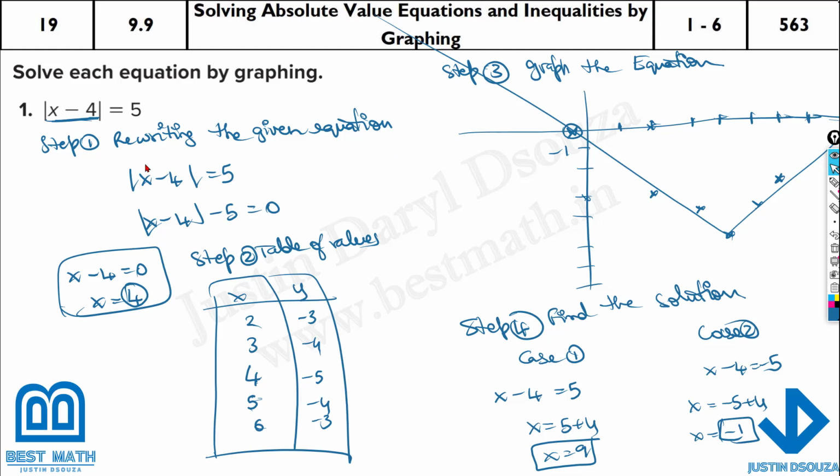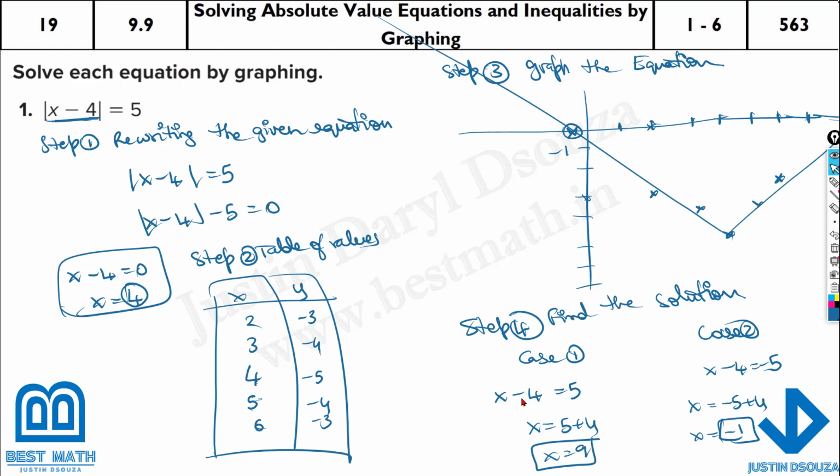So rewriting the equation, make sure you write everything on one side, and one side will be equal to 0. Step 2 would be the table of values. Now you need to find the point at the center in the table of values, the x midpoint. Middle of the graph will be at 4. Why? Because x minus 4 is equal to 0 and x is equal to 4. Then you get the other values. Just two values less than that and more than that is enough. You get the table of values and draw an approximate graph. Then solve it. Find the solution.